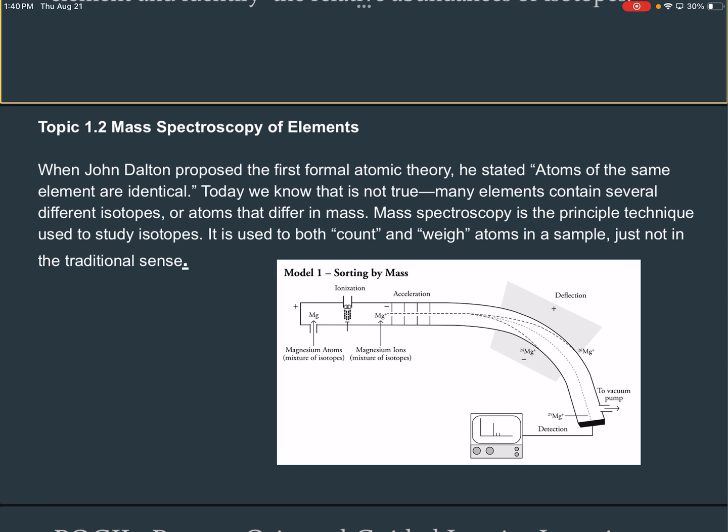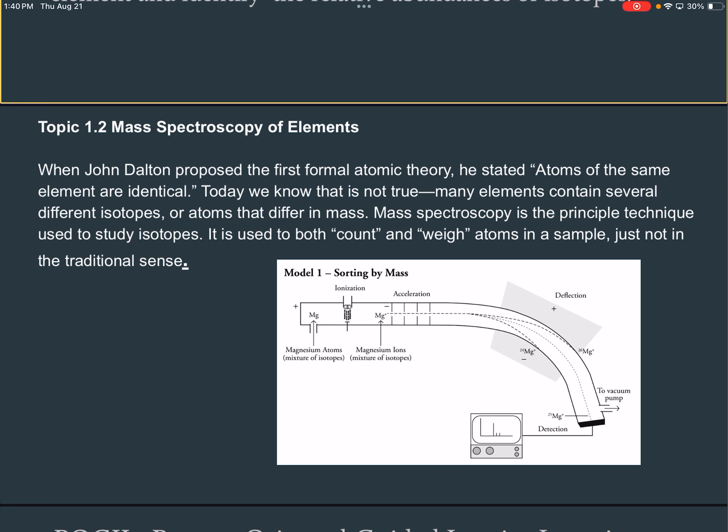When John Dalton proposed the first formal atomic theory, he stated that atoms of the same element were identical. Today we know that atoms of any element contain several different isotopes, or atoms that differ in mass. Mass spectroscopy is the principal technique used to study isotopes. It is used to count and rate atoms in the sample, but just not in the traditional sense.